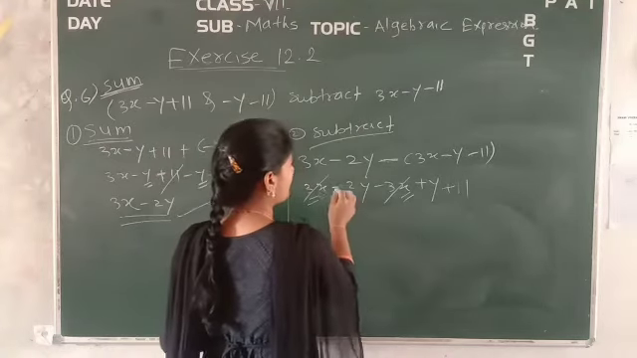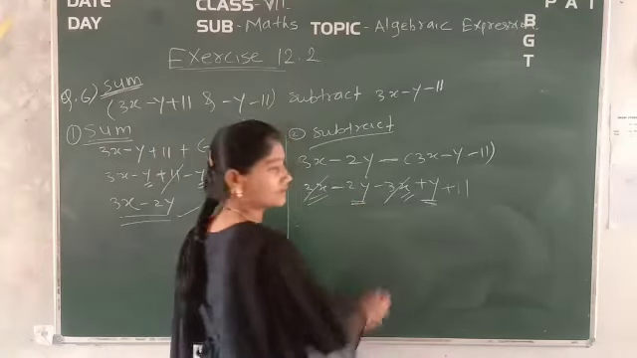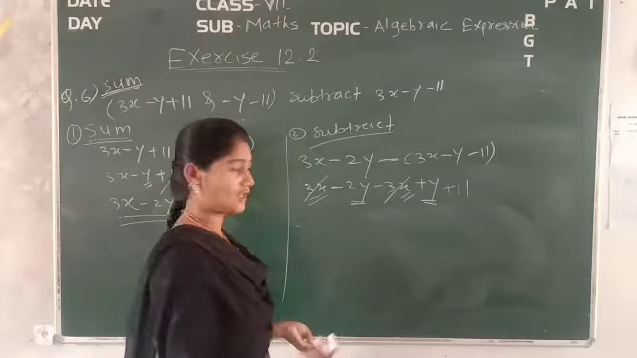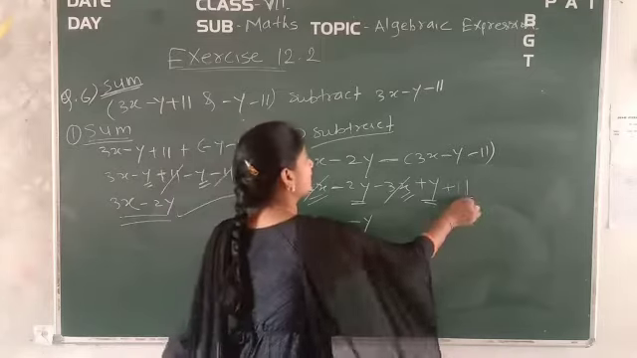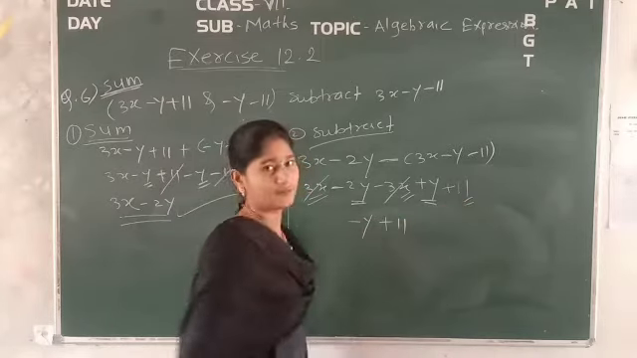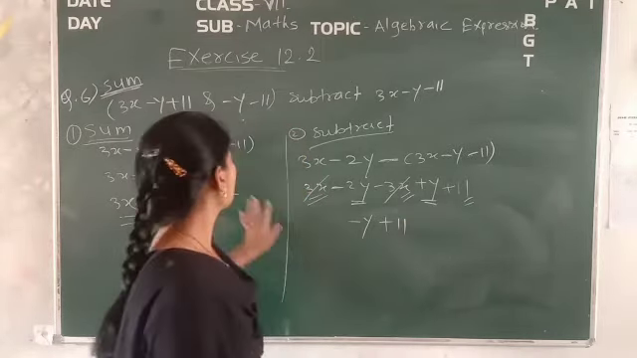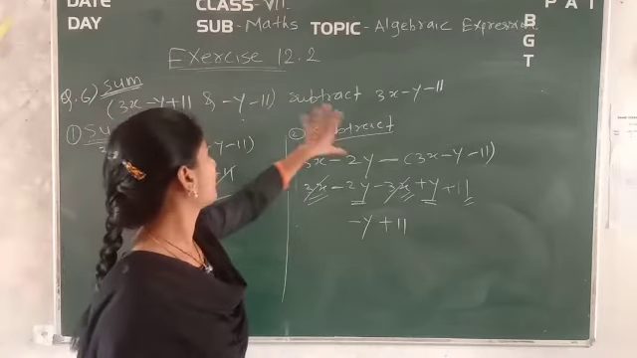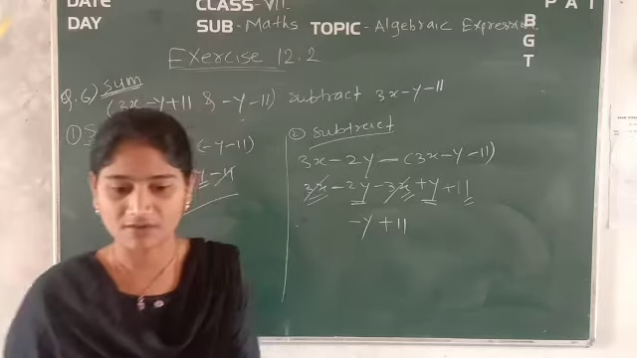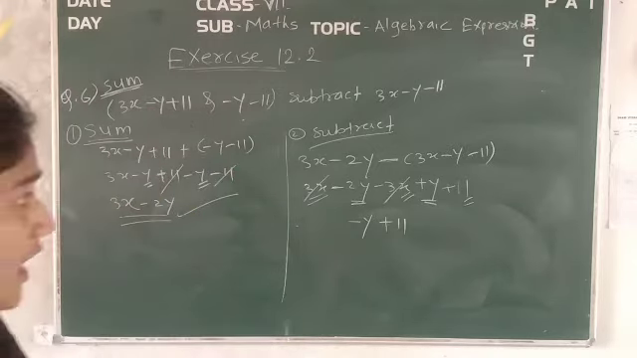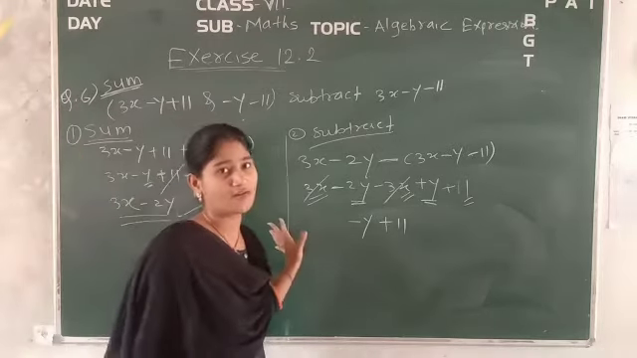Okay, what remains? Minus 2y and it is plus 1y. So minus 2 plus 1, it is minus 1. Okay, so you can write down minus 1y and this is plus 11, right? It means when you have subtracted this number from the sum of those two numbers, you will get minus y plus 11. Okay, so clear? Now in that way we have found the answer of question number 6.